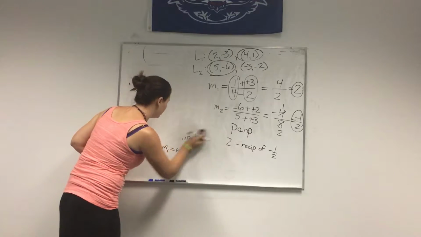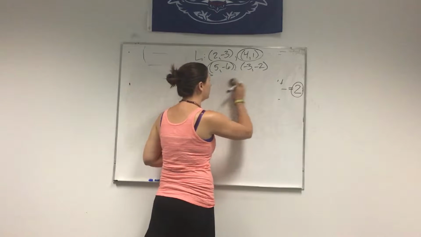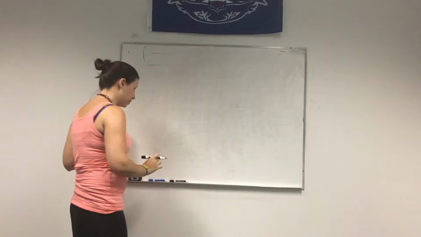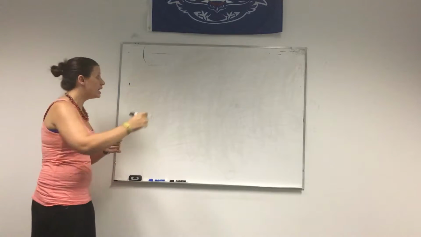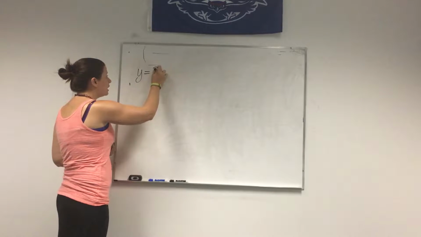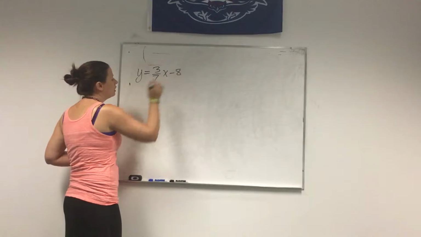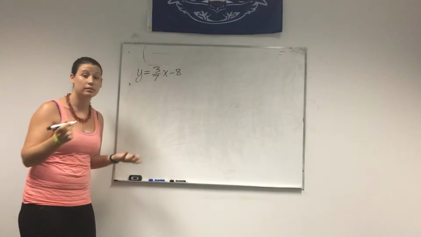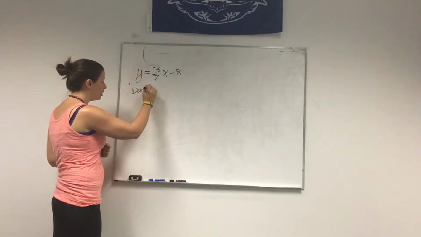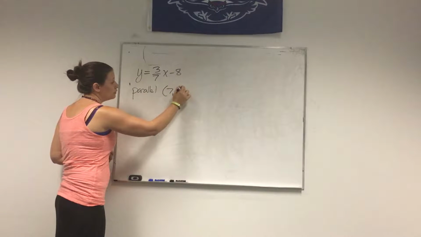So next thing with parallel and perpendicular is sometimes they would give us a line and then want us to write a certain type of other line, parallel or perpendicular line, through a certain point. So say we started off with the line of y equals 3/7 x minus 8, and we want to write a parallel line first. We'll do both, but we'll do parallel first, through the point 7, negative 2.